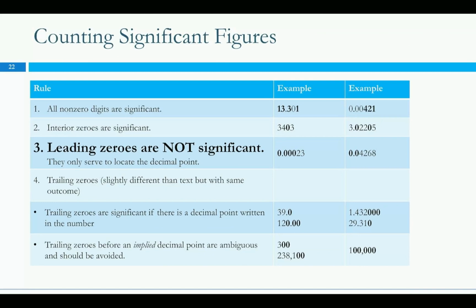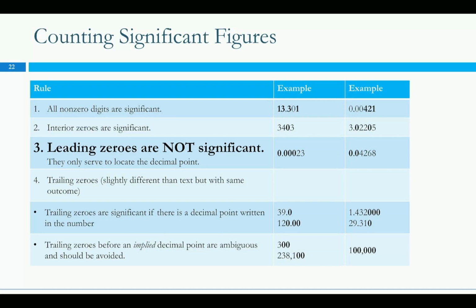So if I tell you, or if you have a problem that has 13.301 in it, how many of those digits are significant? In significant figures, we have a bunch of different rules. And ultimately, it comes down to which numbers are actually giving us information about the number, how big it is, how small it is, exactly.